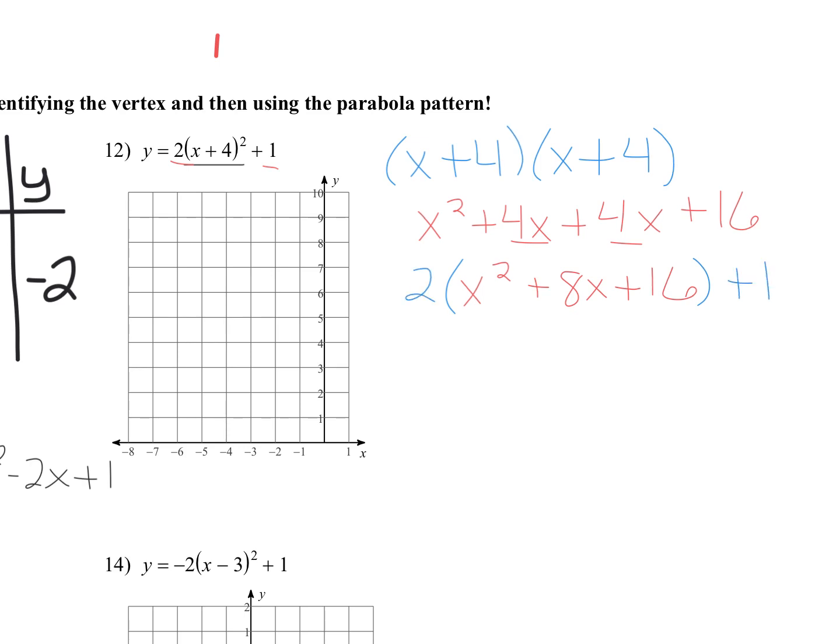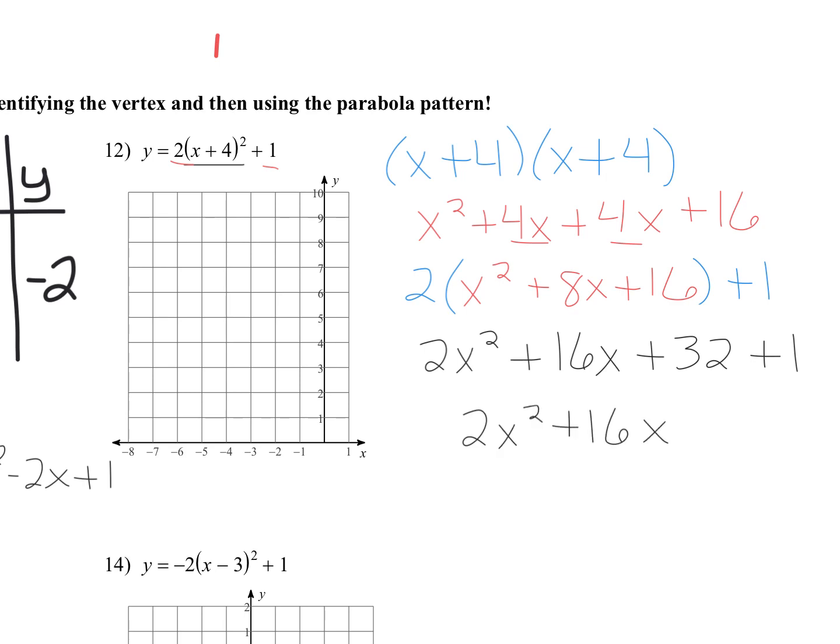So if I take this times 2 and I add my plus 1, let's do that. 2 times x squared, 2x squared plus 16x plus 32. And then I still have plus 1. So what do I get for my final equation? 2x squared plus 16x plus 33. Yep. Okay, are we okay here? Okay. Once we have our equation, what is our next thing that we go to?